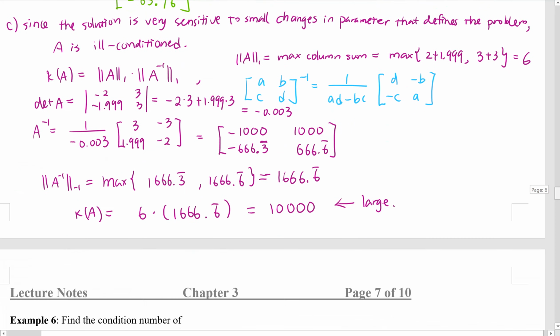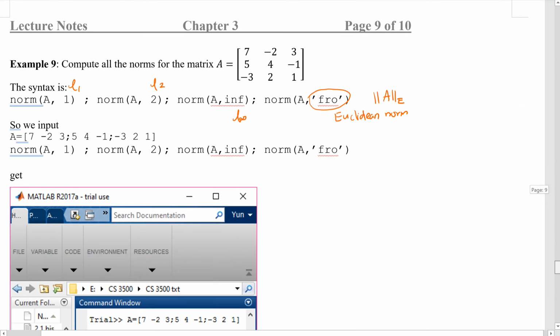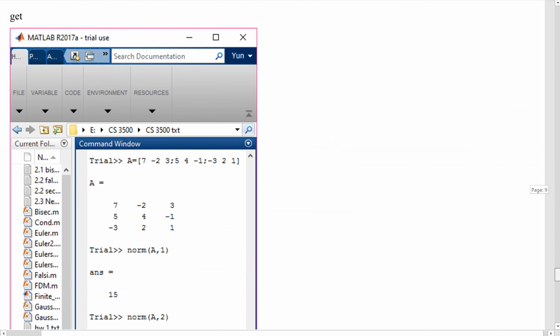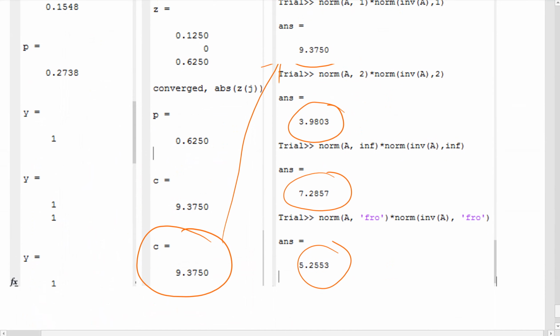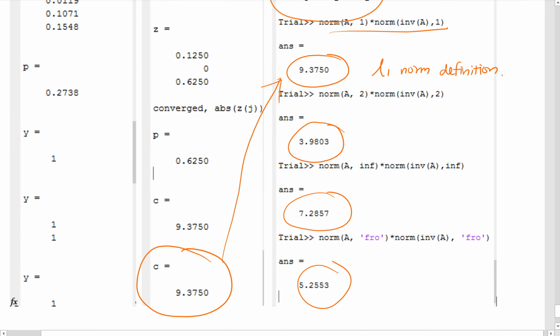But in general, all those different norms could be different, right? Just look at the example we did using MATLAB. The four norms are totally different. But either all of them are large, then A is ill conditioned, or all of them are not very large. What is large, what is small? I would say 1620 is not large, but 1,800 I think is large.